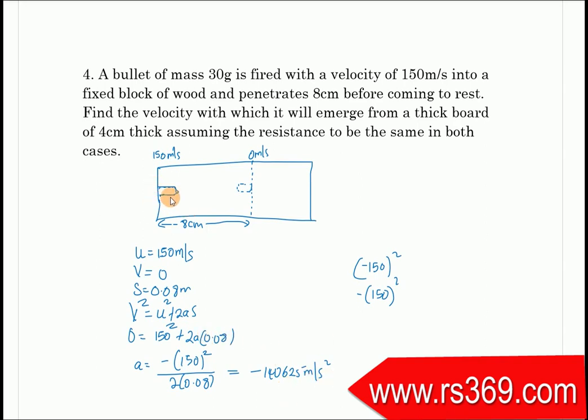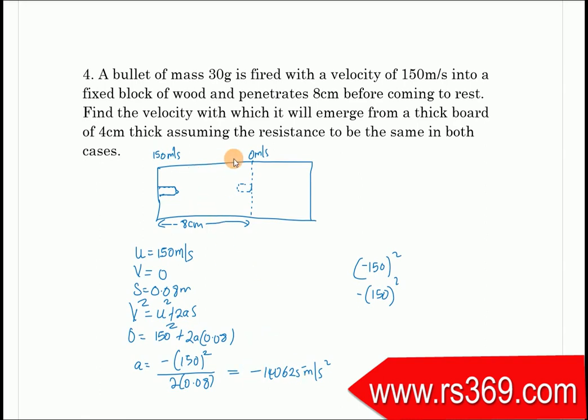The wood has been able to stop a bullet which was moving at 150 meters per second to 0 in just a distance of 8 centimeters. That was a very big deceleration. It was a very big acceleration in the negative. So it was a big resistance which was offered.